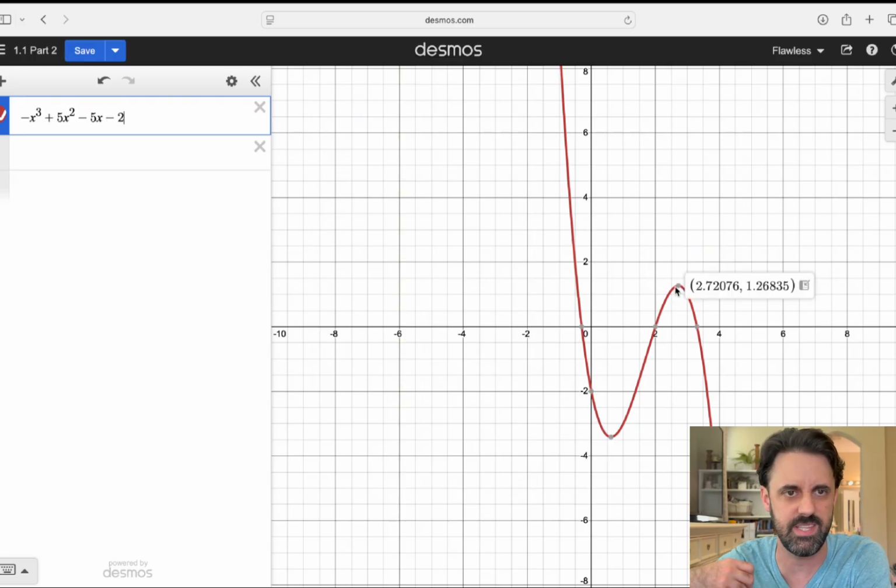And we're just going to use the x coordinates from these. And there's another turning point or relative maximum at about 2.7.